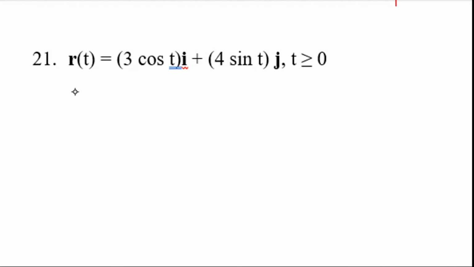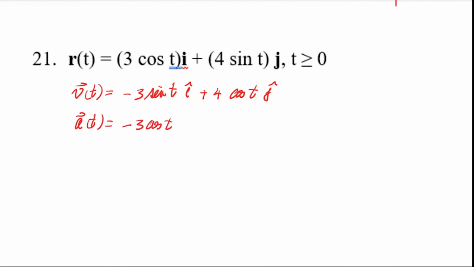Yeah. Okay, good. So velocity vector is a derivative. My V looks really weird. Velocity vector is a derivative of this vector, isn't it? So it gives you negative 3 sine t i vector, and then plus 4 cosine t j vector. So far, so good. And acceleration vector is another derivative of that. So this thing becomes negative 3 cosine t i vector minus 4 sine t j vector.